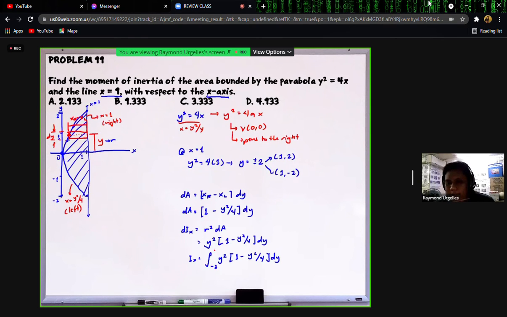Kasi consider natin lahat ng horizontal strip. So from negative 2 to positive 2. So this is our moment of inertia. So we have the integral of y squared times 1 minus y squared over 4, from negative 2 to positive 2. Okay. So you will get 2.133. So ganyan lang yung moment of inertia. Nakuha ba? So any questions?